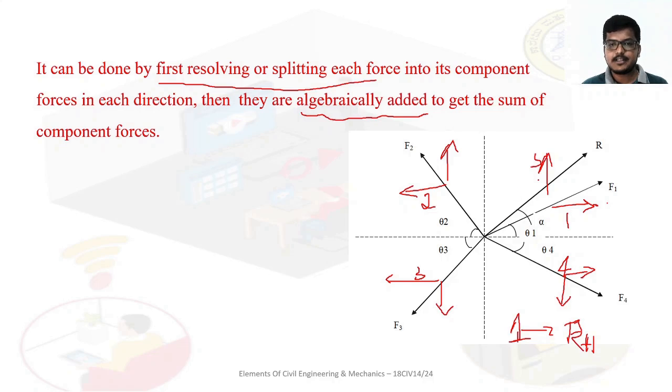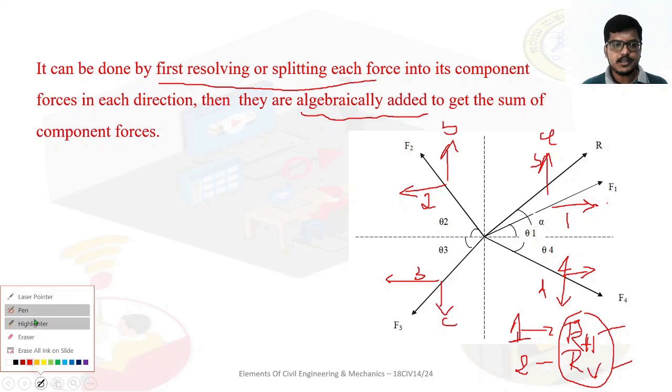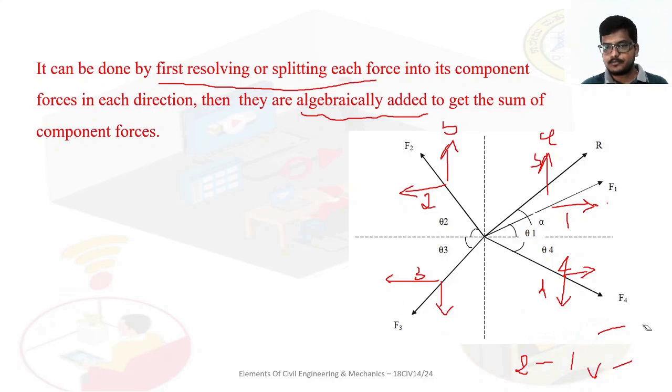Then similarly we will do it in the Y direction also. All the vertical forces A, B, C, D we will take as another force, that is the resultant in the vertical direction. Then we will get two forces. From these 8 components we reduce to 2 components. When there are 2 components, we know how to solve it, that is by the parallelogram law of forces. Okay, I just showed you.